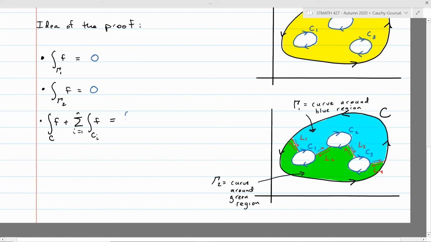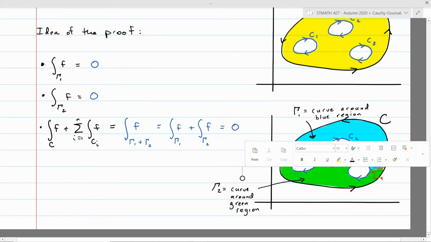So if you do the integral along gamma 1 plus gamma 2 of f, and you break that up into all the little subarcs, it ends up just canceling. All those little L1s and L2s cancel out, and you're just left with C, and then C1, C2, and C3. But we already said that the integral of f along gamma 1 plus gamma 2 would be the integral along gamma 1 of f plus the integral along gamma 2 of f, which we know is 0.